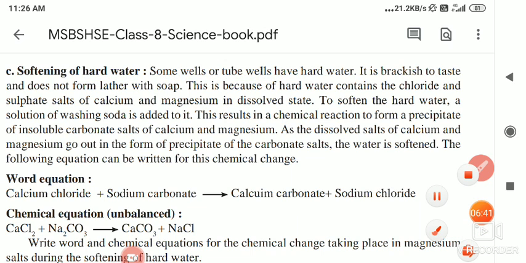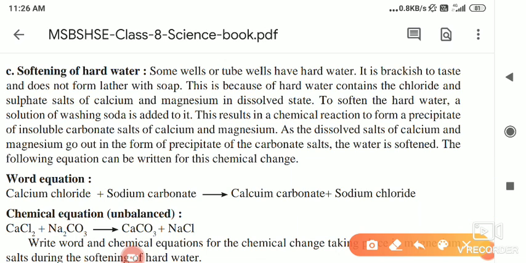So here some wells or tube wells have hard water. It is brackish to taste and does not form lather with soap. It does not form lather, we say foam is not forming on it. This is because hard water contains chloride and sulfate salts. Chloride and sulfate salts get dissolved in the water, and due to this the water becomes hard. The salts of calcium and magnesium are in a dissolved state inside it, and that is why that water becomes hard water.